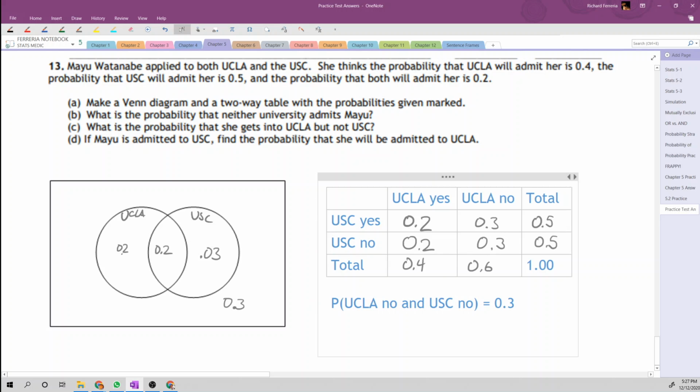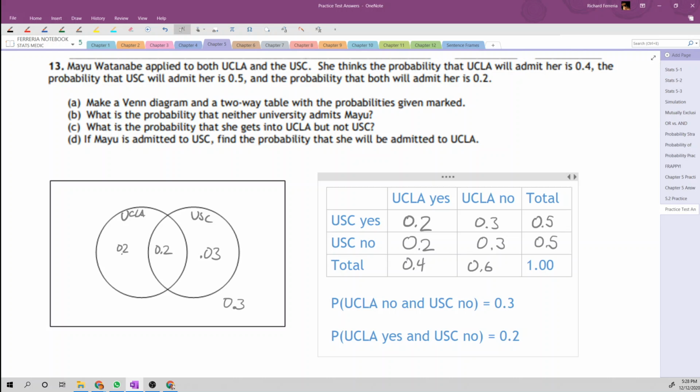Question C. What's the probability that she gets into UCLA but not USC? Translated symbolically, that's the probability of UCLA yes and USC no. Because it is an AND, we are looking for an inside number. So the intersection of UCLA yes and USC no is 0.2, making this probability 0.2.